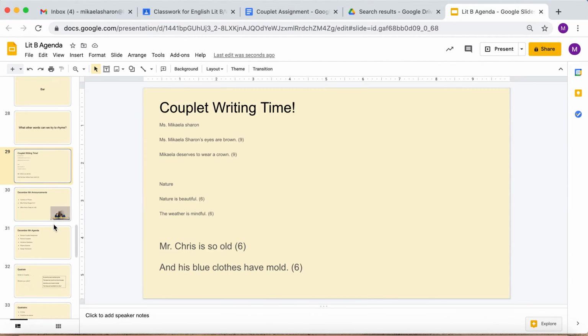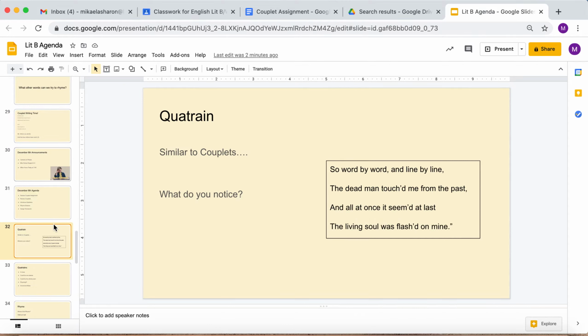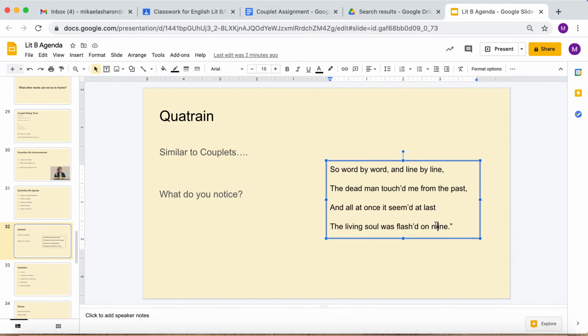Okay, and then the second day of class this week, we started learning about quatrains. And quatrains are similar to couplets, but they're a little different. So we looked at this poem here, and we noticed that there is 1, 2, 3, 4 lines, so twice as many as in a couplet. And then we noticed that the first line and the last line rhyme, line and mine. And then line 2 and line 3 rhymed as well, past and last.